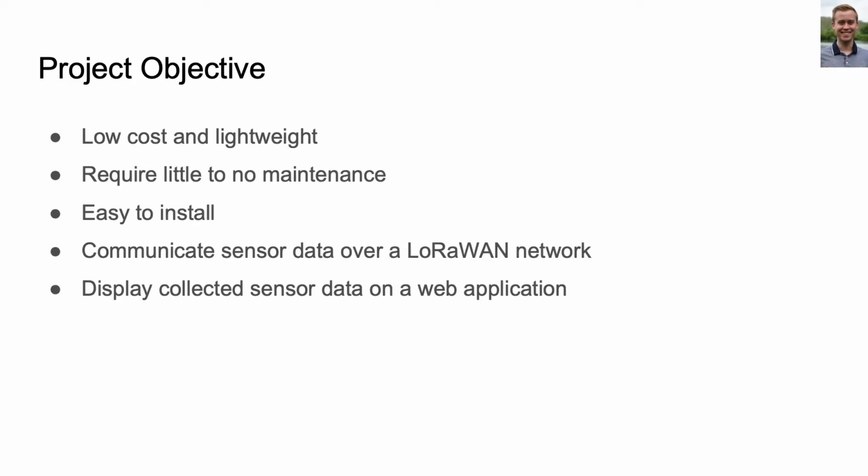For our project objectives, we wanted the Aether node to be both low cost and lightweight. It was also important that the Aether node be able to function without much maintenance from the user. In the same vein, it also needed to be easy to install. A critical objective for the Aether node is that it could communicate sensor data it collected over LoRaWAN. And finally, we created an objective to use a website as the primary user interface. This website would need to display the data collected by the Aether node.